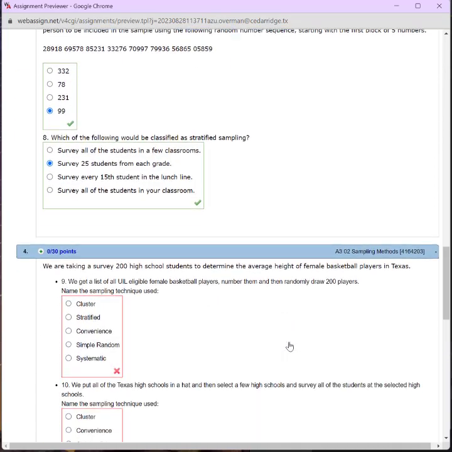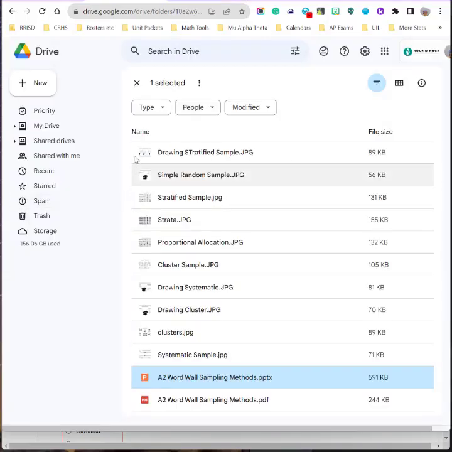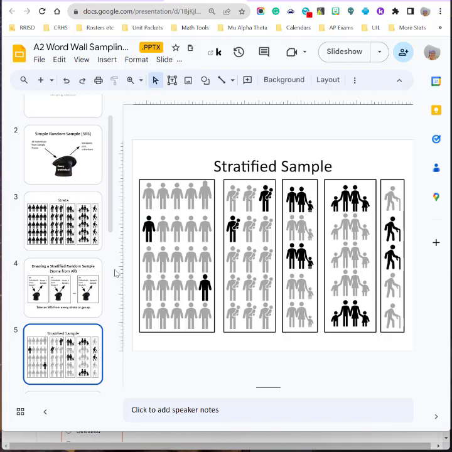And we are taking a survey of 200 high school students to determine the average height of female basketball players in Texas. We get a list of all UIL eligible female basketball players, number them, and randomly draw 200 players. What technique did we use?